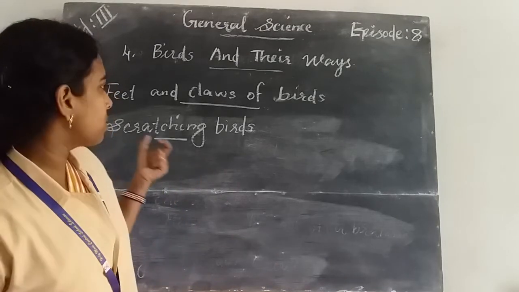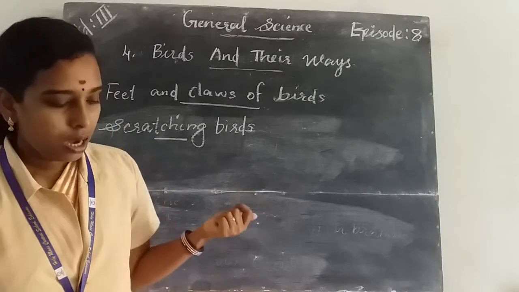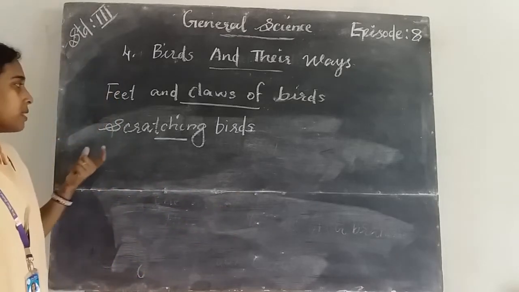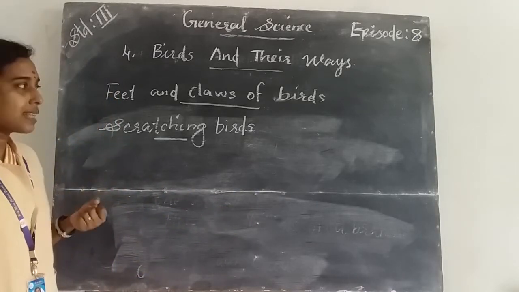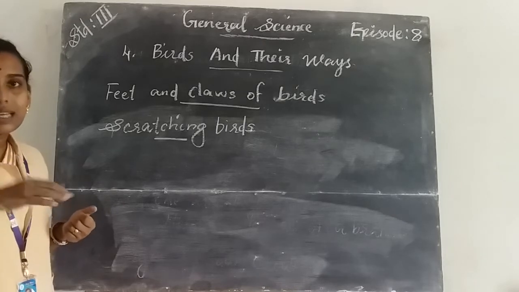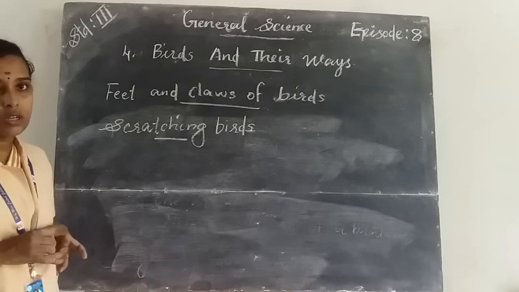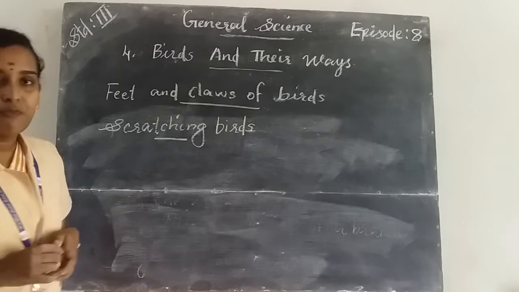And examples of scratching birds are hens and peacocks, because they scratch the ground to find insects and small worms as their food. So they are called scratching birds.